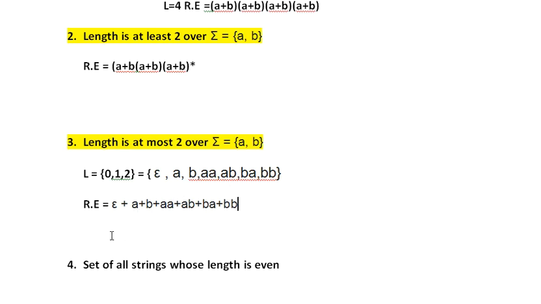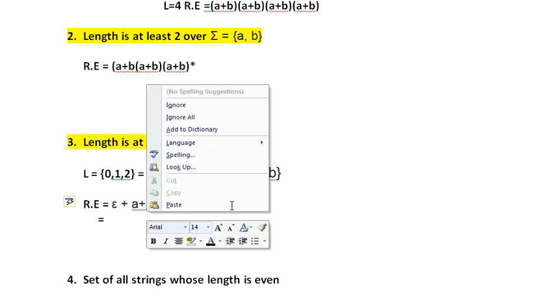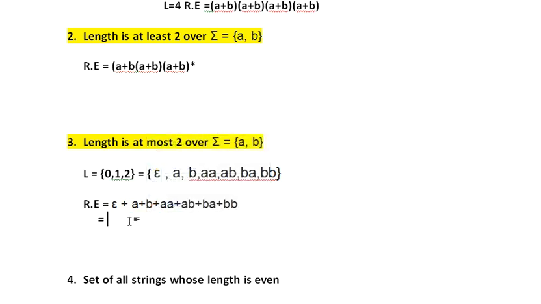Now if I have to move into an expression like this, I can also write it like this: equals epsilon plus A plus B, and I already know about this. What is this answer? A plus B and A plus B, correct? So this is already known to you.